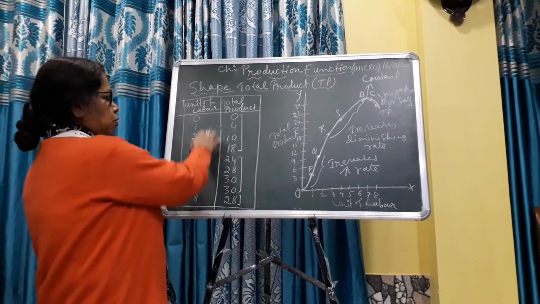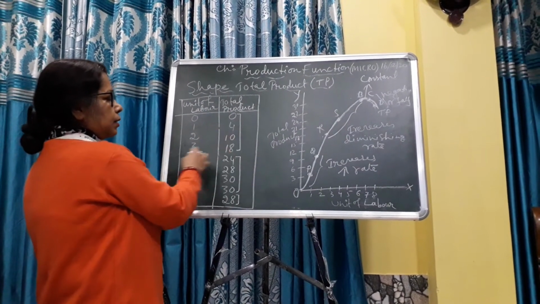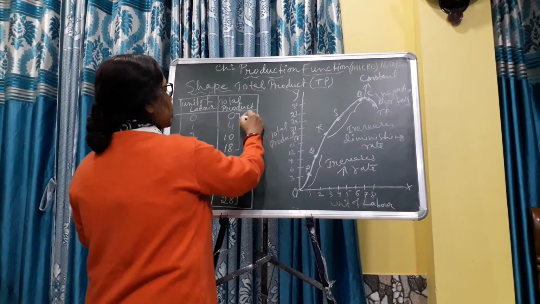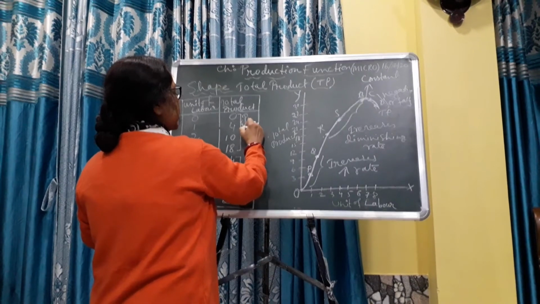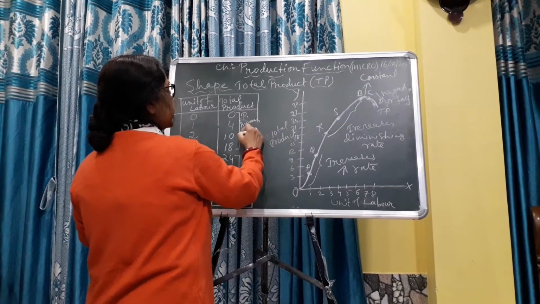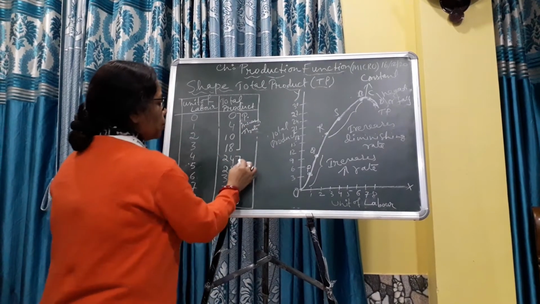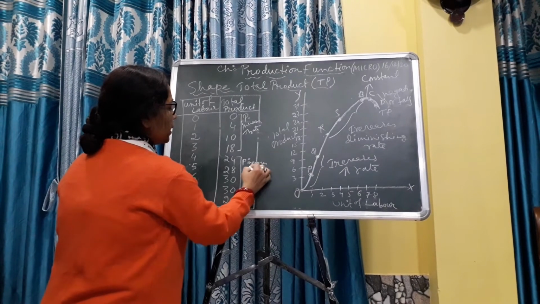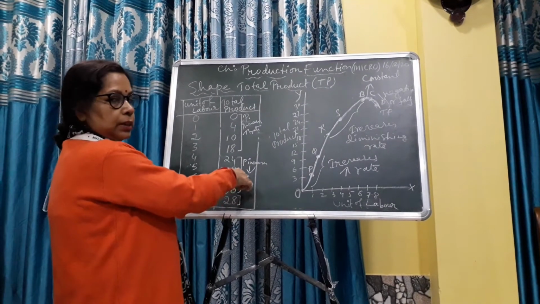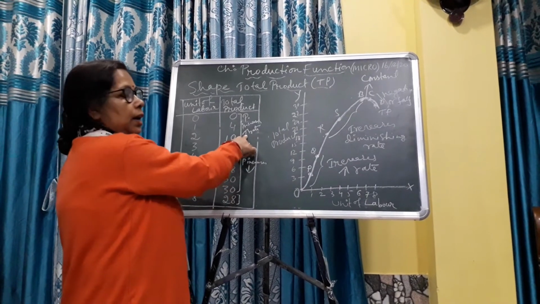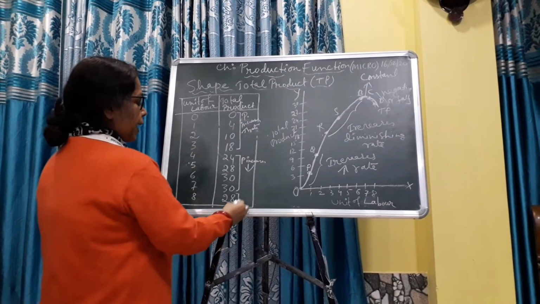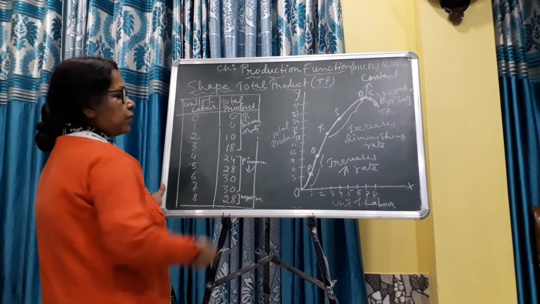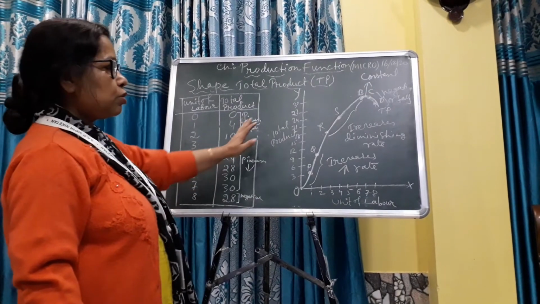So I have drawn three phases here: 0 to Q, R to B, and BC constant, and D represents a fall. From the schedule, 0 to 18, production increases at an increasing rate, then production increases at a diminishing rate. A down arrow means diminishing, an upward arrow means increasing rate, and this portion is negative. So we have seen three phases, in the schedule and also in the diagram.